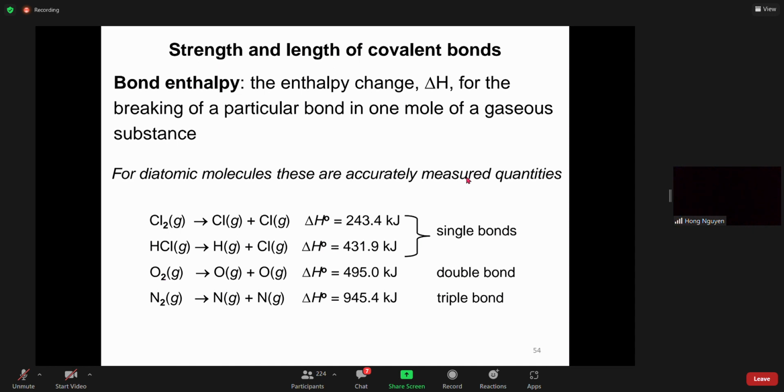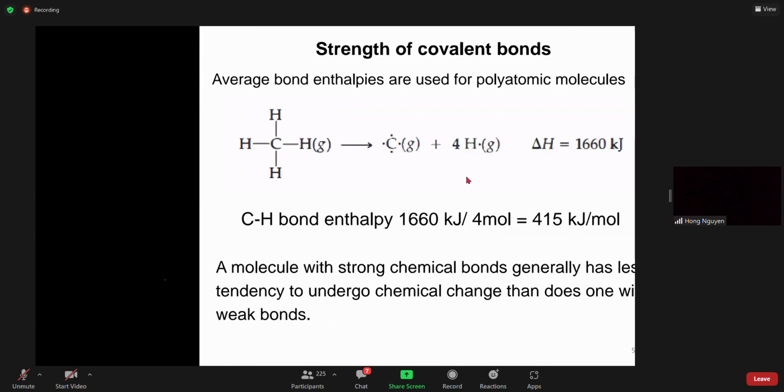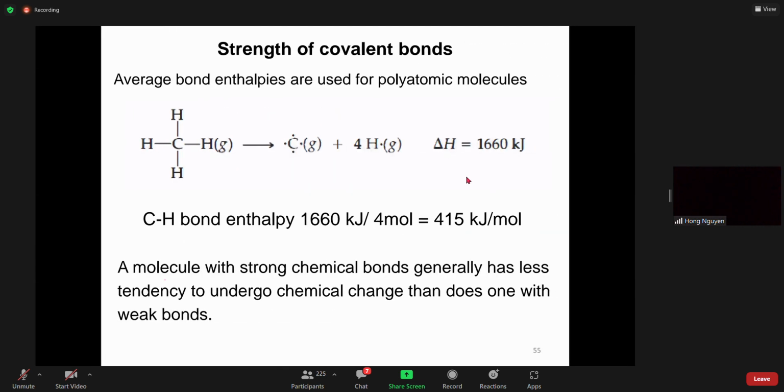Of course, you can have a single bond, a double bond, or a triple bond. You will see that the enthalpy of the single bond is much smaller than the double bond, and the double bond is much smaller than the triple bond. So when you know the bond enthalpy, we can discuss the strength of the covalent bond. When you have a diatomic molecule like chlorine, it's quite easy. When you have a polyatomic molecule, you take the average bond enthalpy.